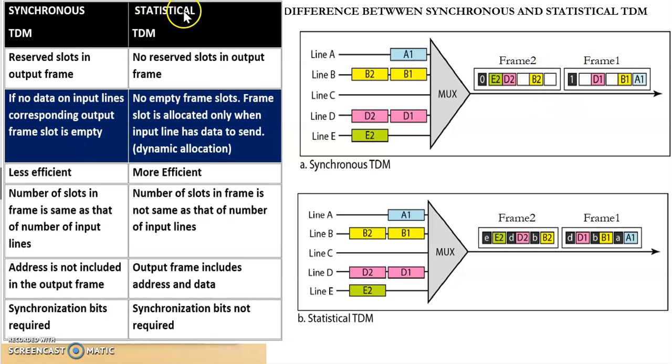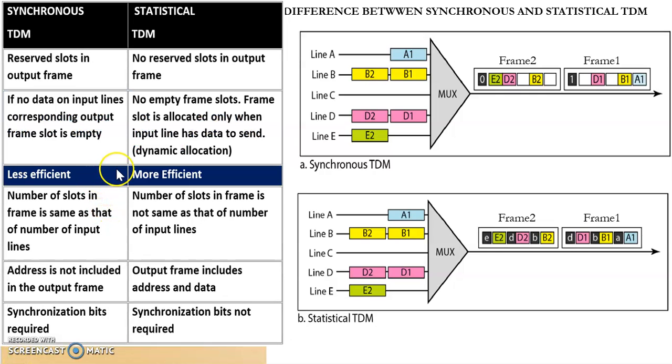Whereas in statistical time division multiplexing, a frame slot is allocated only when the input line has data to send. So over here in frame 1, slots will be allocated only for lines A, B and D because only these three lines, that is A, B and D, have data units to send. And similarly in this frame, slots will be allocated only to lines B, D and E because only B, D and E have data to send for the second time duration. So over here in statistical time division multiplexing, we can see that there are no empty slots. So that was the second difference.